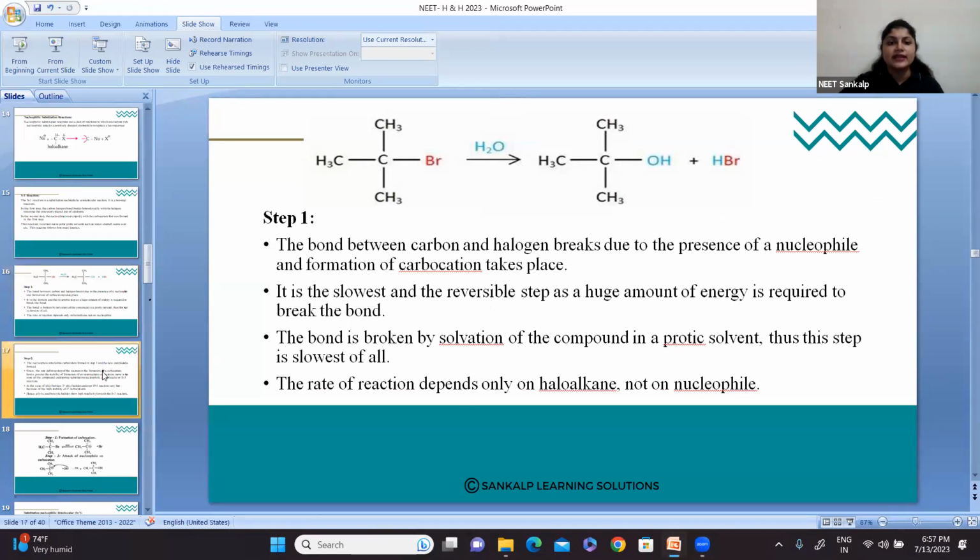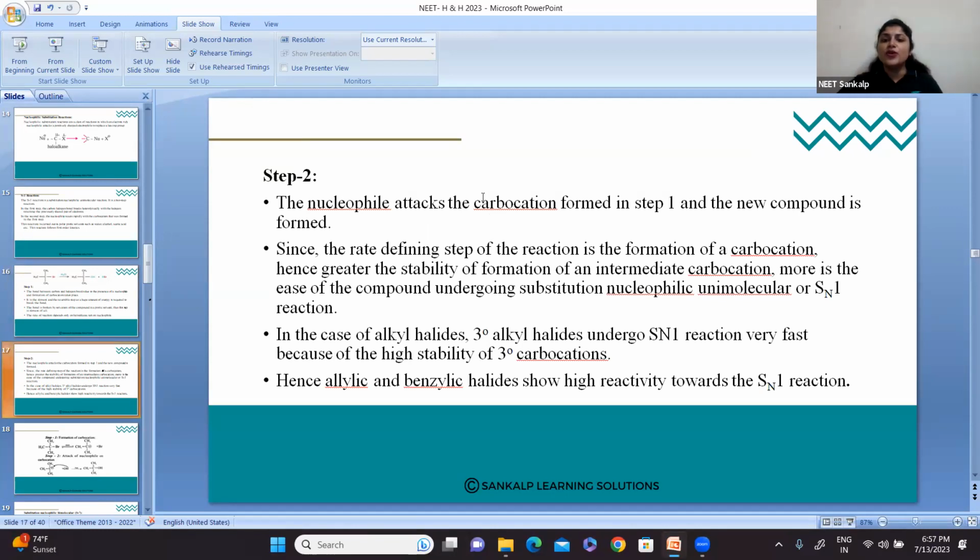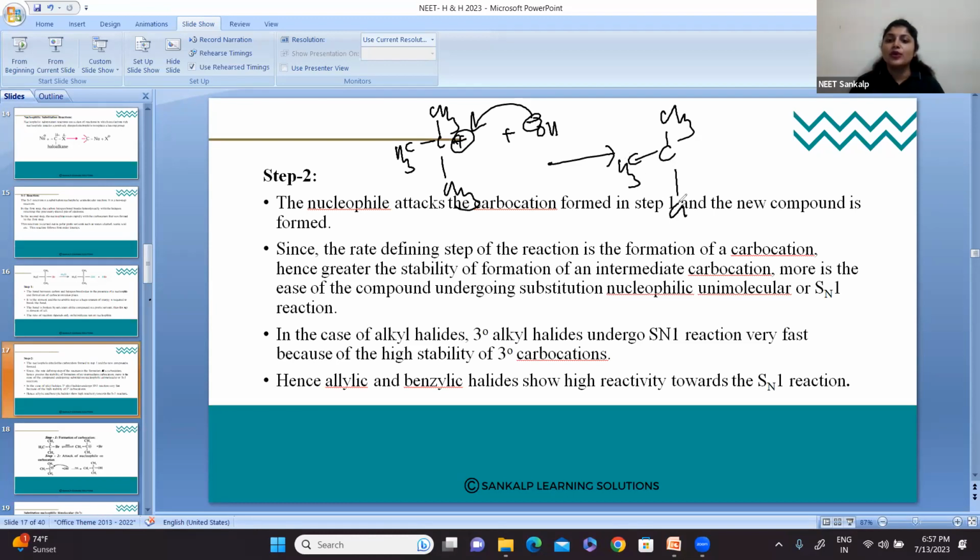Next, step 2. What is step 2? In the first step, carbocation is formed, and that is the slow step. Now in the second step, the incoming nucleophile will directly attack your carbocation and form the product. So this is a very fast step.